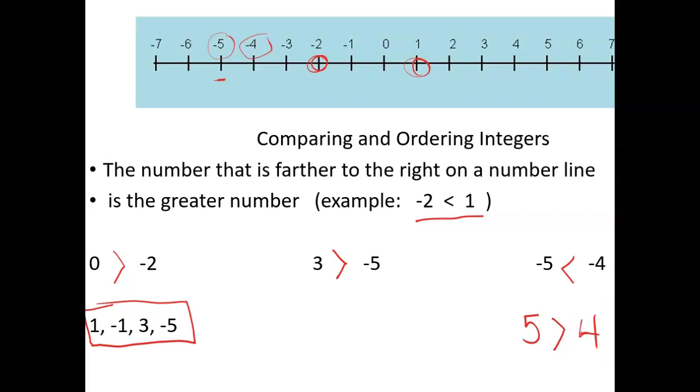If you look, we're going to come upon -5 first. So that's the least. Then we keep moving and we have -1. Then we have 1 and 3. So you have to look to see if they're asking you from least to greatest or greatest to least if you're ordering numbers. But remember, the greater number will be farther right on the number line.